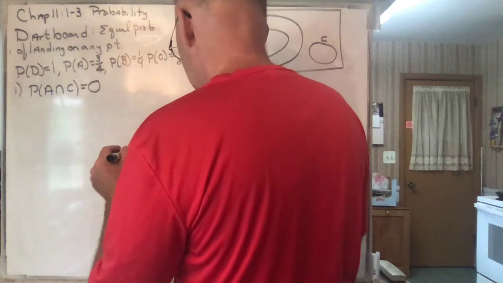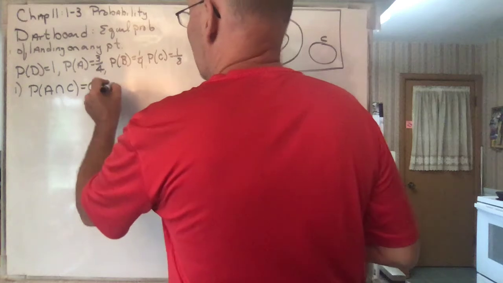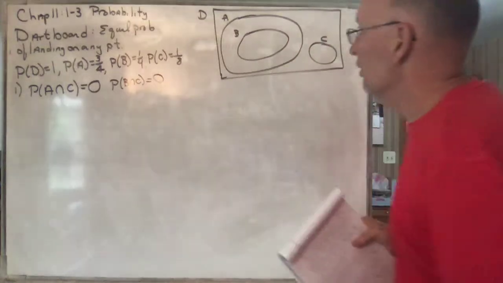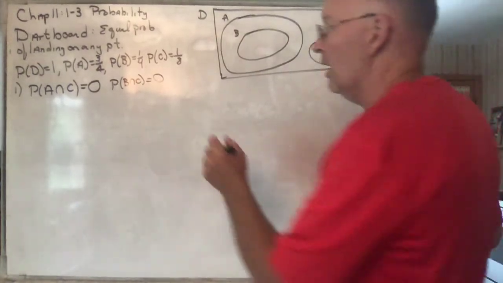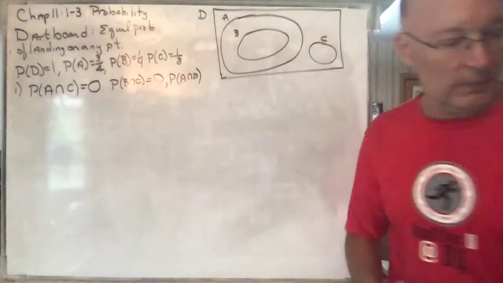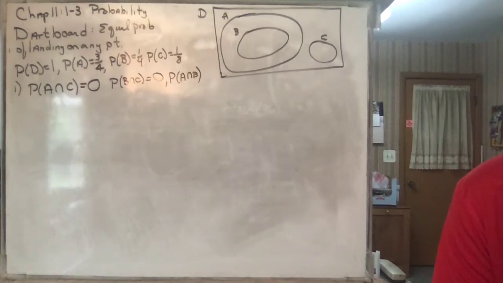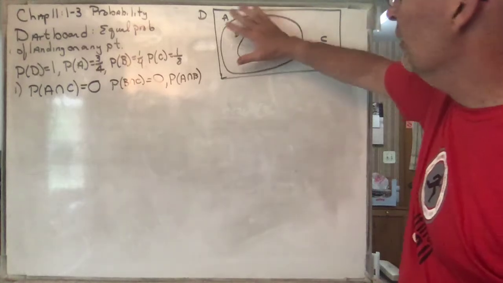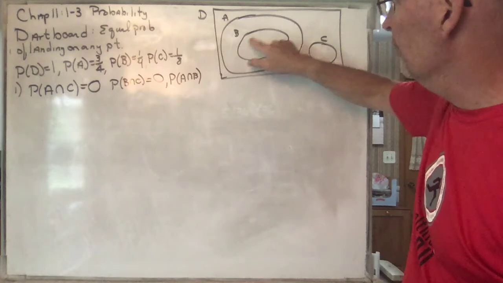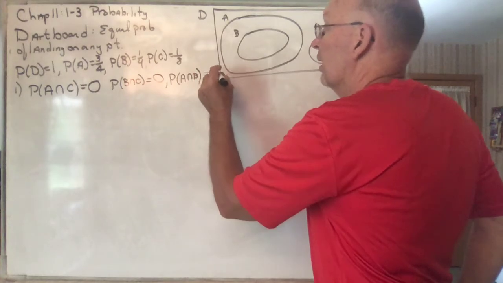What's the probability of landing in B and C? That's also going to be 0. Agreed? And finally, what's the probability of landing in A and in B? Well, to land in A and in B just means you've landed right in there, right? And the probability of landing in there, which means you're also in A, is going to be 1/4. Agreed?